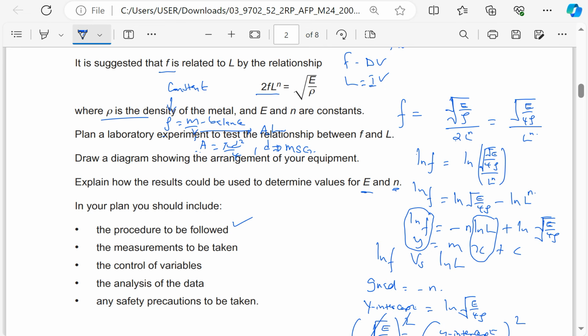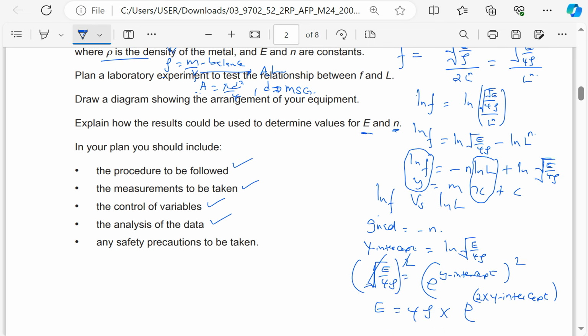I'll write the procedures. Of course, I've mentioned which measurements are to be taken. The control variable, the density, should be constant. For how I will analyze data, I will plot a graph of ln f against ln L. The gradient is that, and the y-intercept is that.